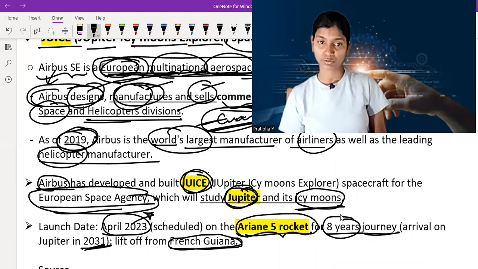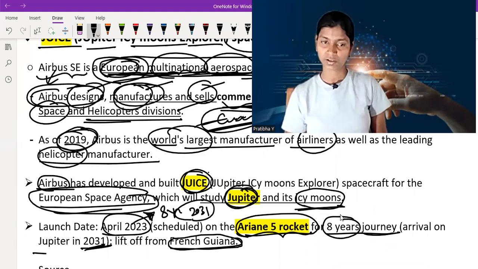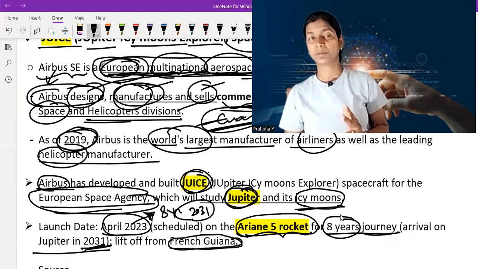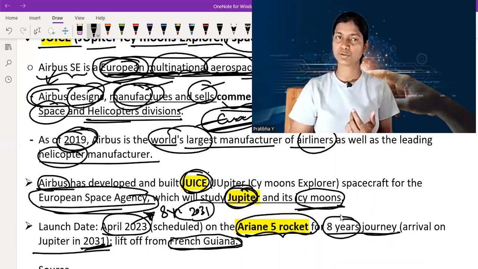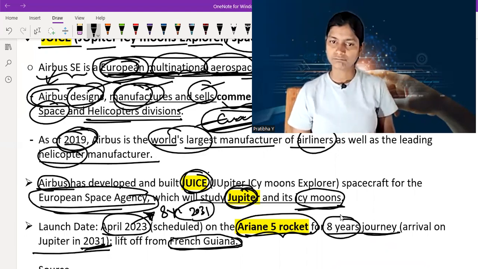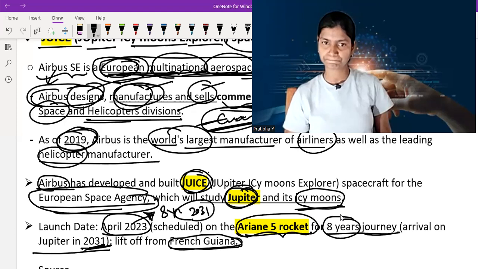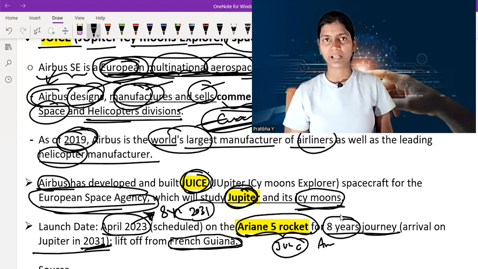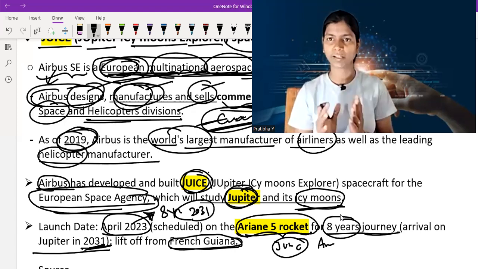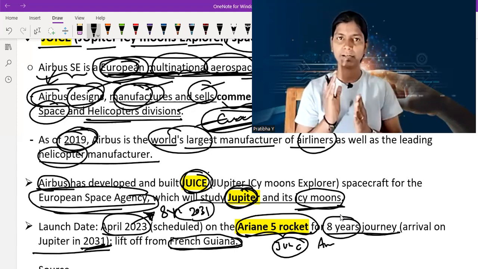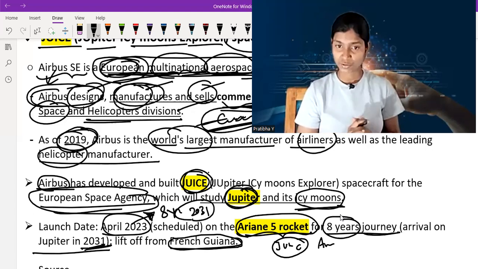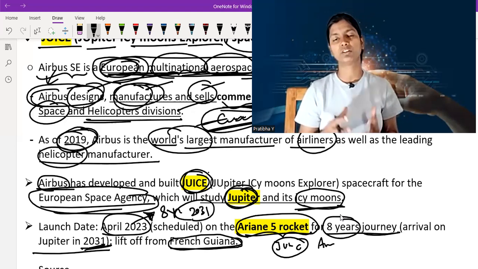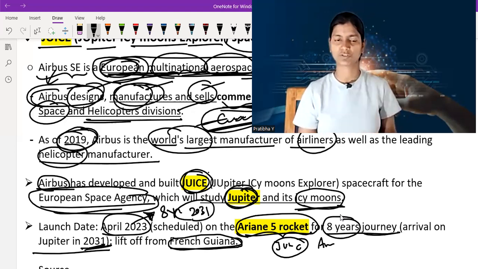We launched it in 2023, and after 8 years, that means 2031, it reaches Jupiter. So remember, it takes 8 years to go from Earth to Jupiter. JUICE is a spacecraft launched by Airbus for exploring Jupiter's icy moons. I hope you understand the full idea of JUICE. Remember the important points: Airbus, launched from French Guiana, Ariane 5 rocket, as well as exploration of Jupiter's icy moons.